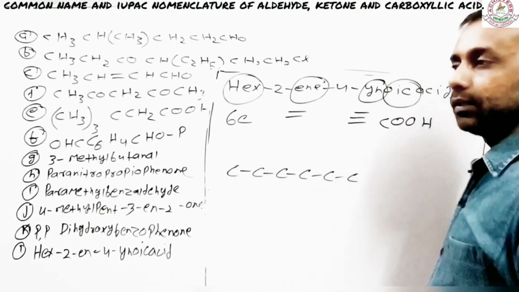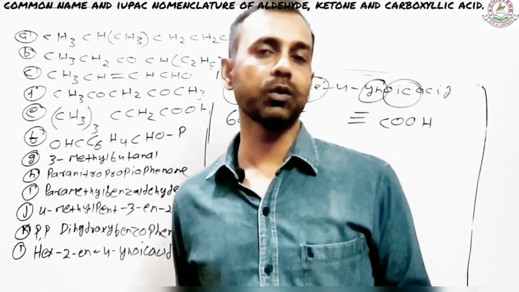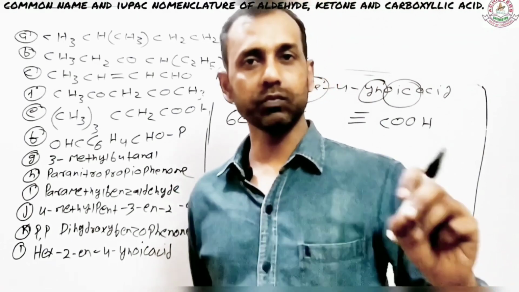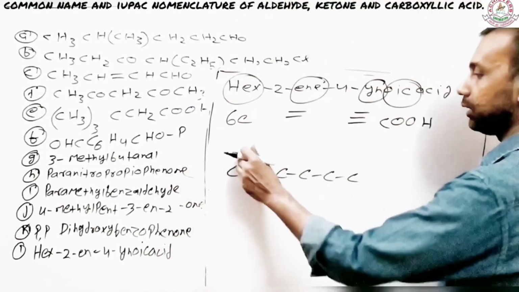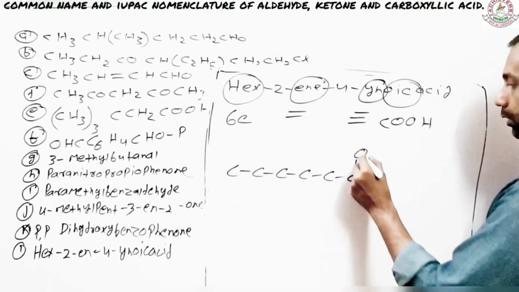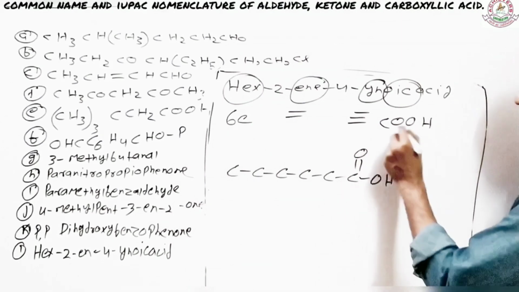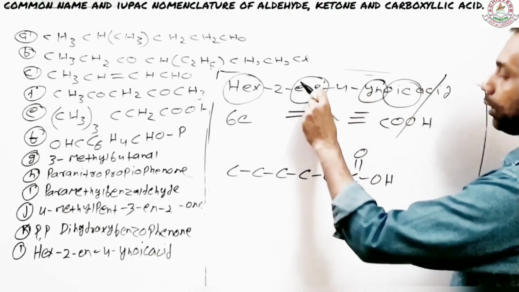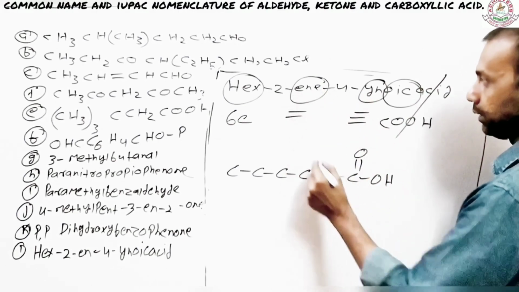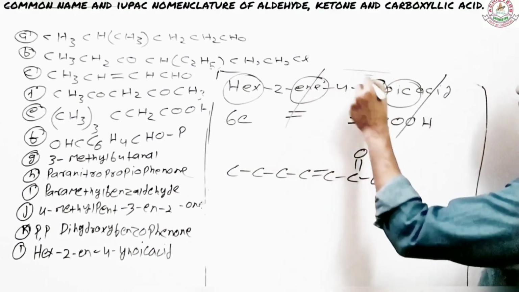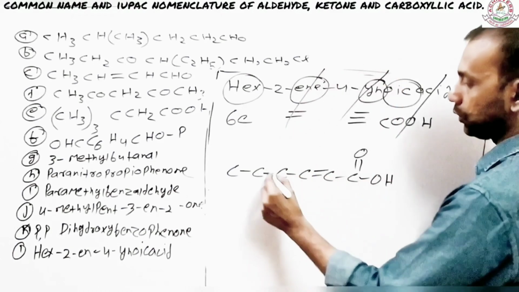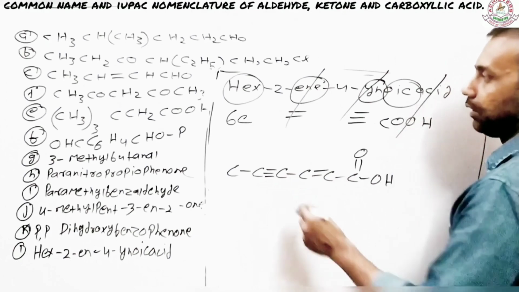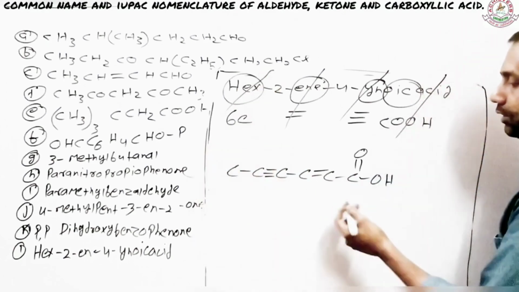Like I said earlier, carboxylic acid is the king of all the functional groups, so it always occupies the first position. Let's place it either here or here, anywhere you want. So double bond and triple bond. This is done. Now on the second one you have a double bond. So 1, 2, you have a double bond here. Done. You have a triple bond on the fourth. 1, 2, 3, 4, you have a triple bond here. Done. And hex, you have already taken. So this is what you know.